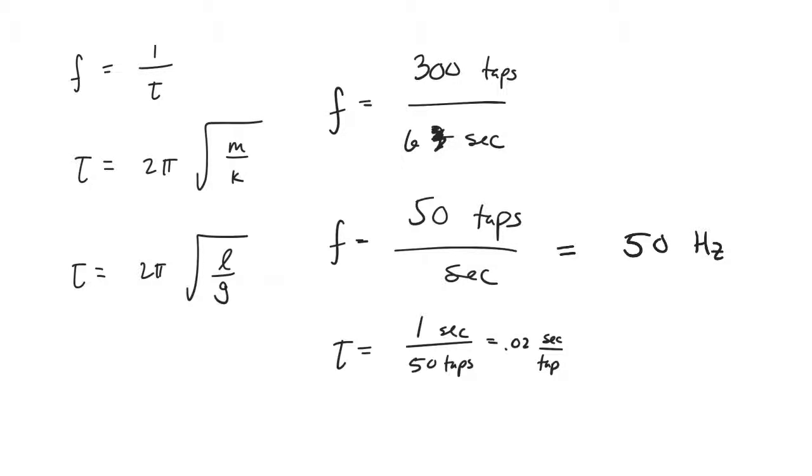And I see seconds per tap, but per tap doesn't really matter. Per cycle, per whatever. That's some unitless value. So really, what are the units of period? Those units are seconds. 0.02 seconds. That's 1 time period. Per tap, per cycle, per oscillation, whatever word you would like to utilize there.